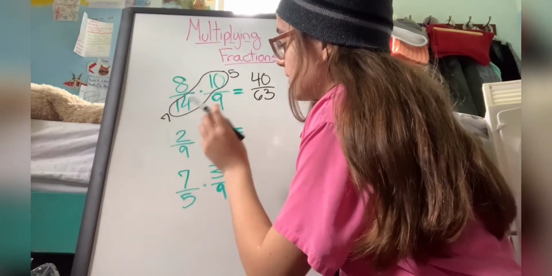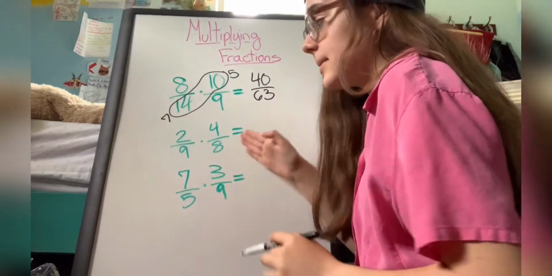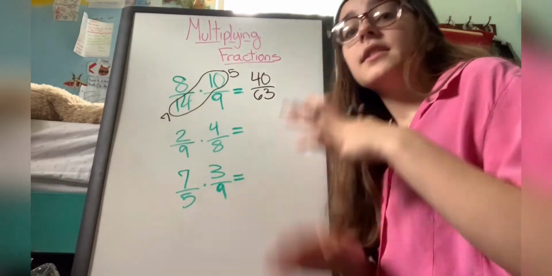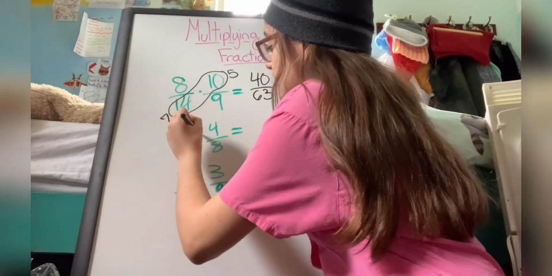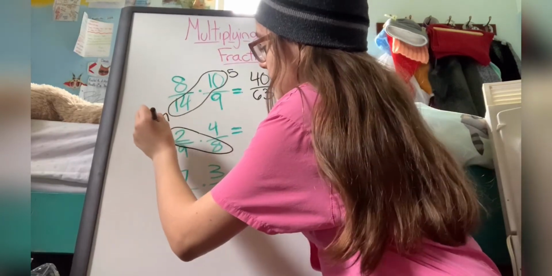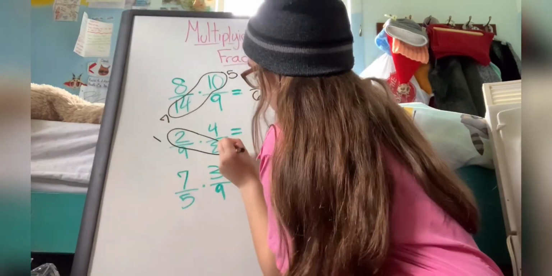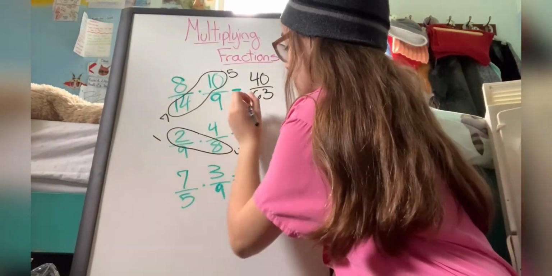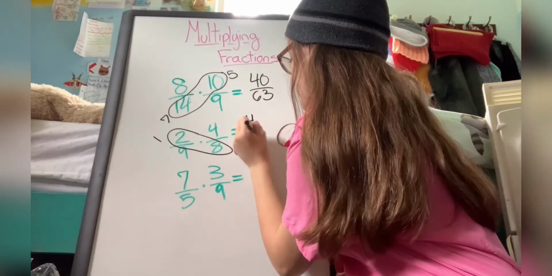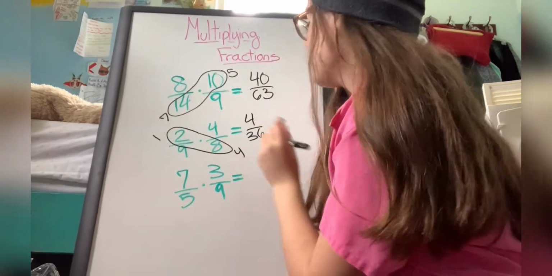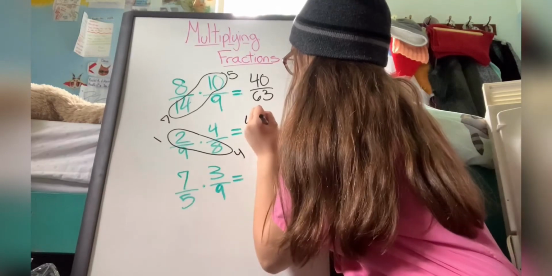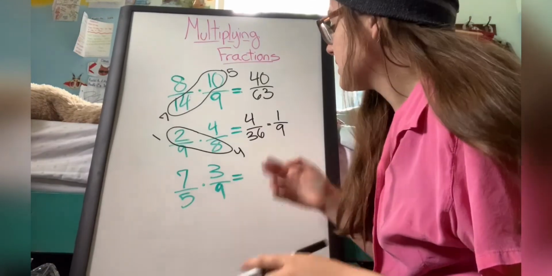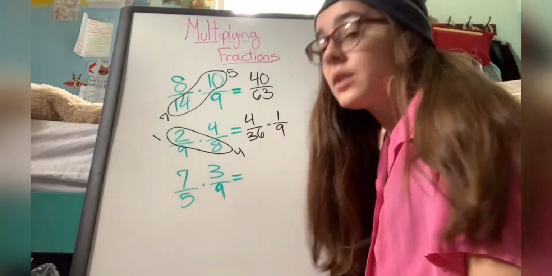Now, 2/9 times 4/8. This can be simplified to 1/2, but I'm just going to use 4/8 for the sake of fractions. 2 and 8 can be simplified to 1 and 4, since 2 goes into 8, and 1 times 4 is 4, 9 times 4 is 36, and this can be simplified further. This can be 1/9. So sometimes it doesn't fully simplify, but it works most of the time.